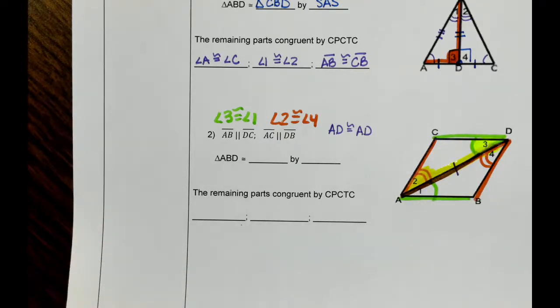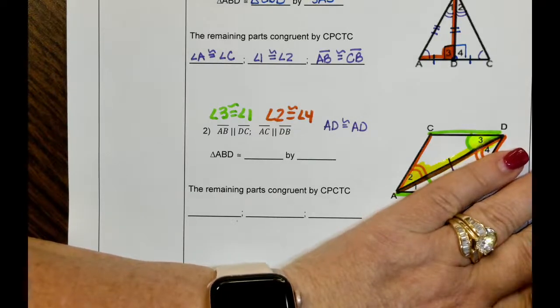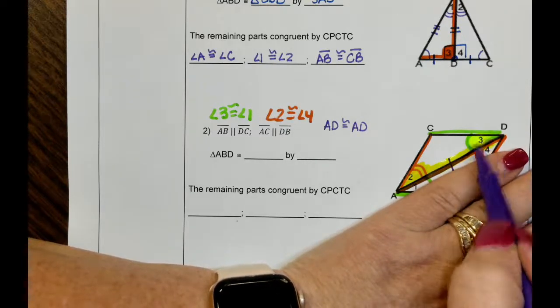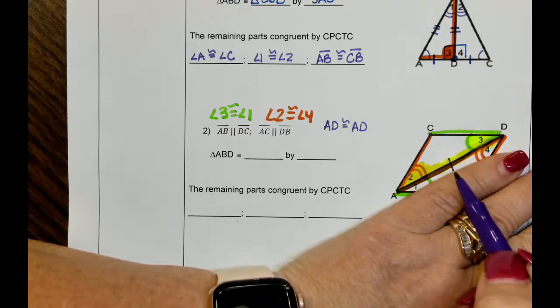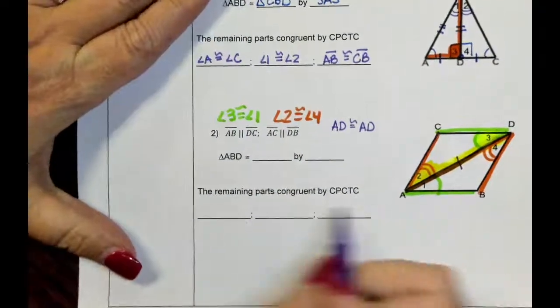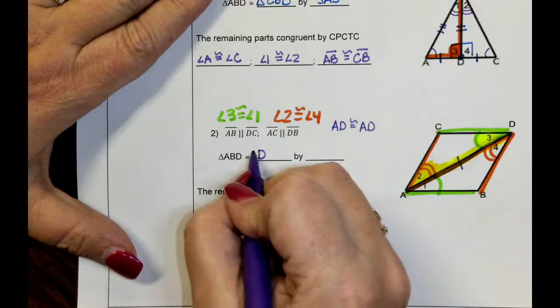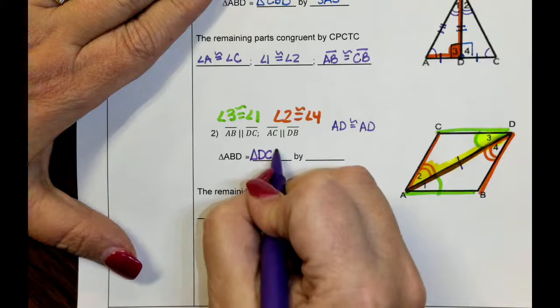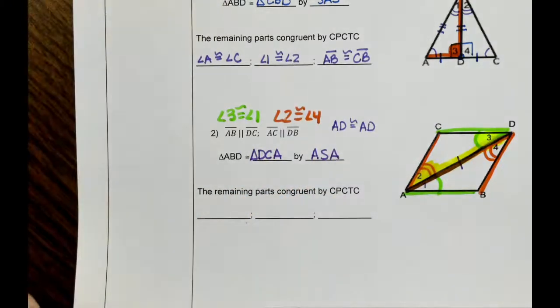Now look at where that is. If we just look at this, I have angle A, I have angle D, and I have side AD. That means that side AD is included because it's made up of the two angles that I have colored. So triangle ABD is congruent to triangle DCA because of the angle side angle theorem. Prove the triangles are congruent, then talk about the rest of the sides.